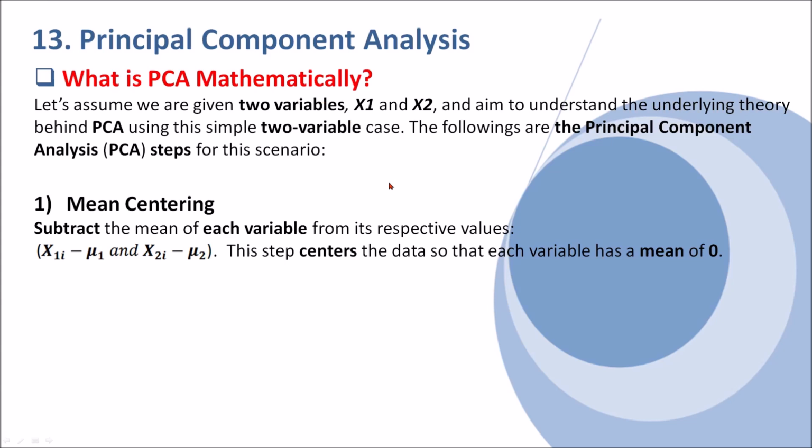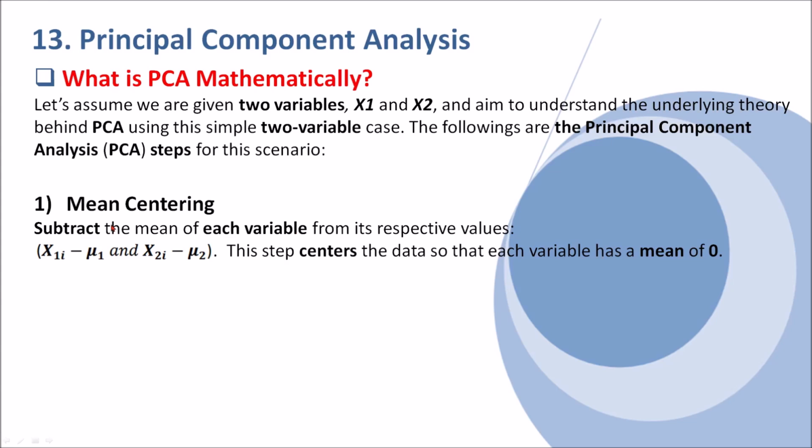Let's assume that we are given 2 variables x1 and x2 and aim to understand the underlying theory behind PCA using this simple 2 variable case. The following are the principal component analysis steps for this scenario. In this simple case, we are going to learn what PCA is mathematically.